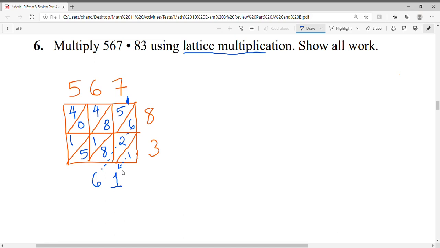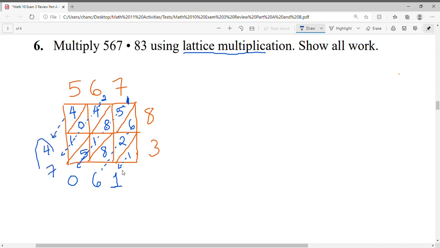1 plus 5 plus 8 plus 1 plus 5, what does that give me? That gives me 20. So I'm going to put a 0 here, and I'll carry the 2 over. Then we'll add 2 plus 4 plus 0 plus 1. What does that give me? That gives me 7. And then we'll bring down that 4.